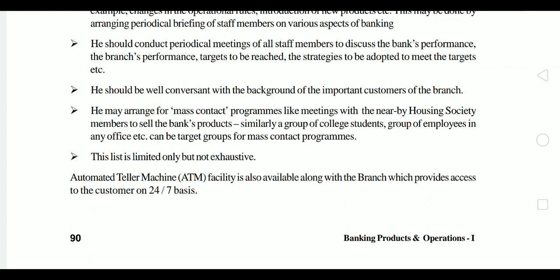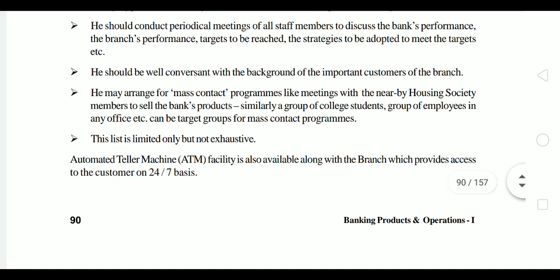Next, he should be well conversant with the background of the important customers. For example, if the bank branch is situated in some village, then in that village the important customers are the panchayat, or the numbardars, or some other important personalities. So he should be in contact with those important personalities or customers of a branch.